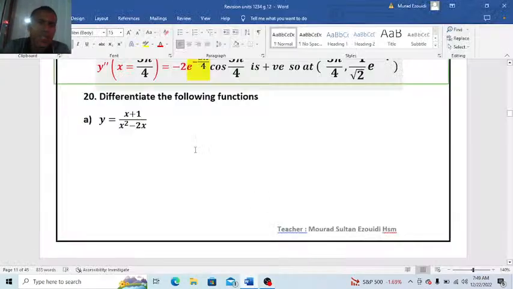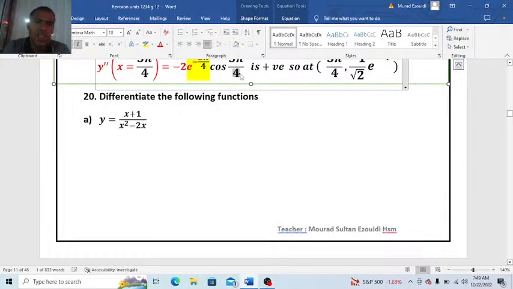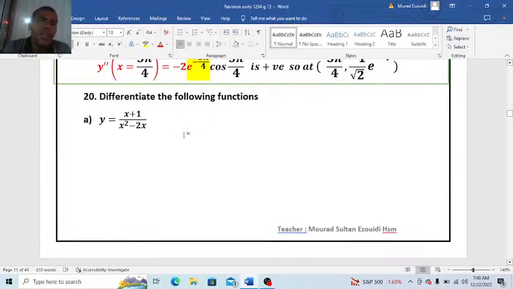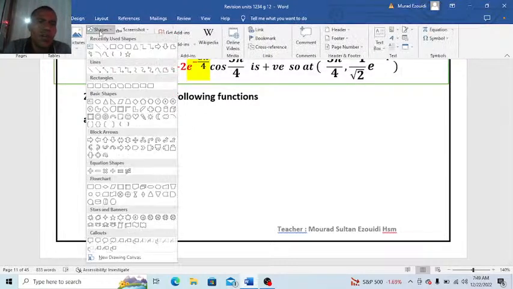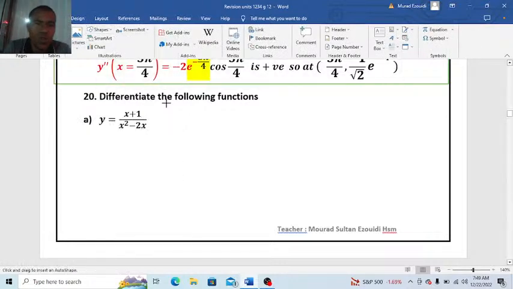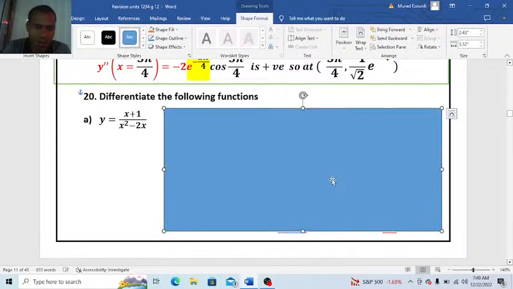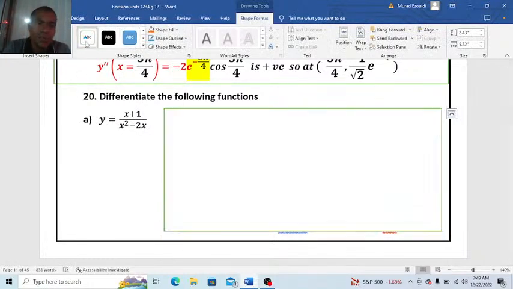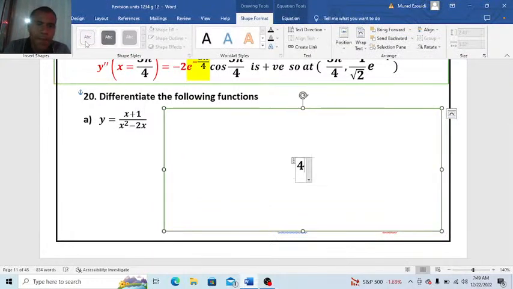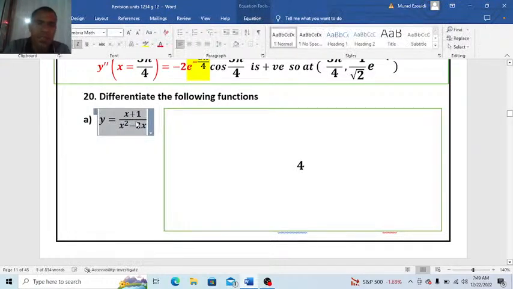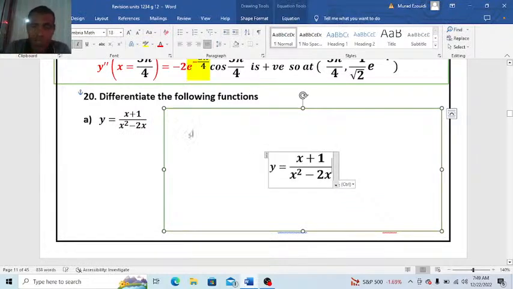This is the question. Differentiate the following function. Here, to differentiate this, learners, you are going to remember the quotient rule. The quotient rule told us that... I will just paste this. Copy this. So this is my equation.